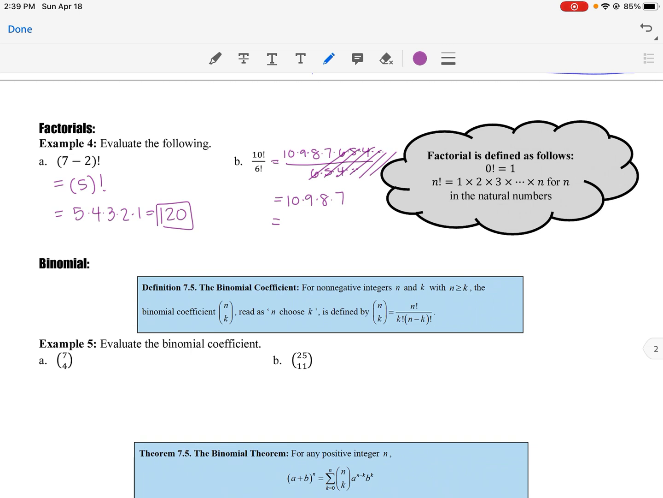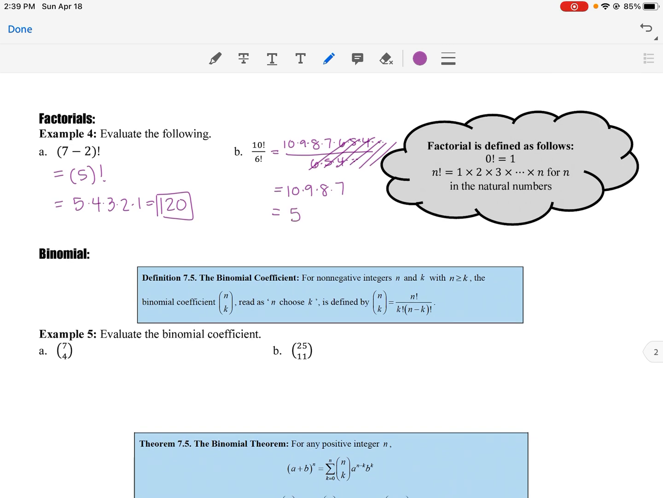You can either type that in manually, or you can type in 10 factorial divided by 6 factorial. Either way you do it, you should get 5,040. The reason why we show you factorials is if you look at your formula sheet, there's actually a formula here that will help us with the binomial theorem, and it's called n choose k.